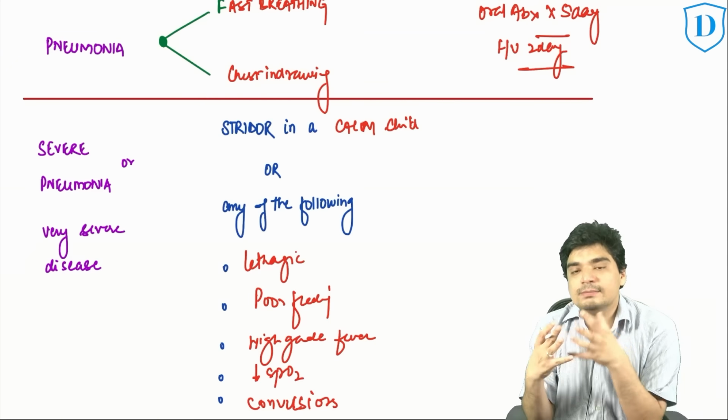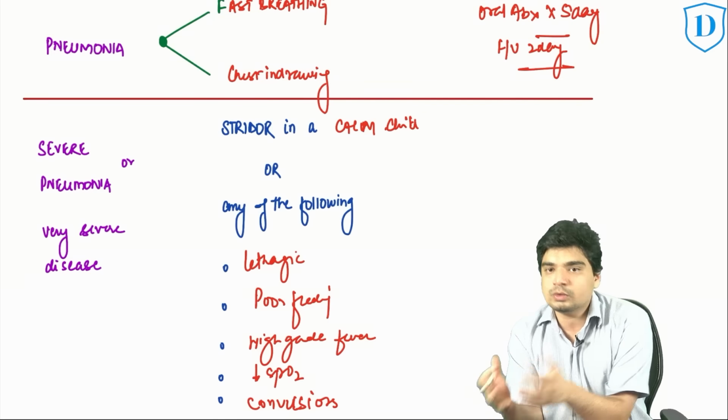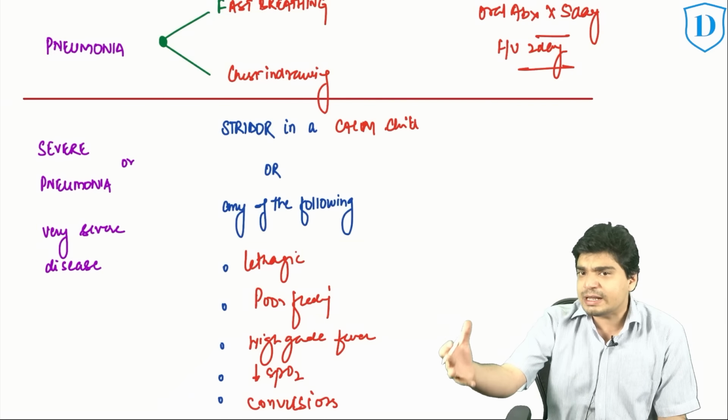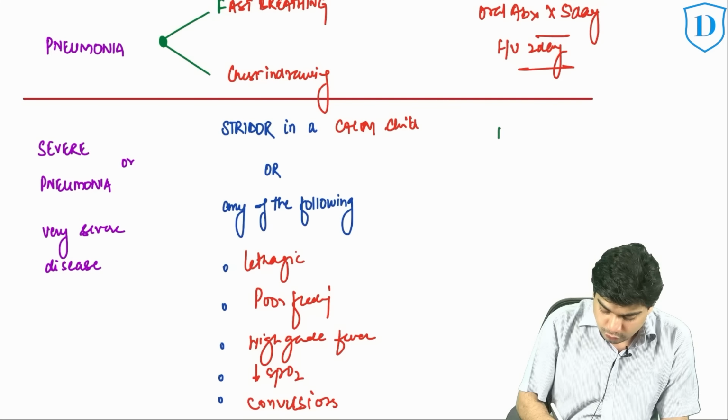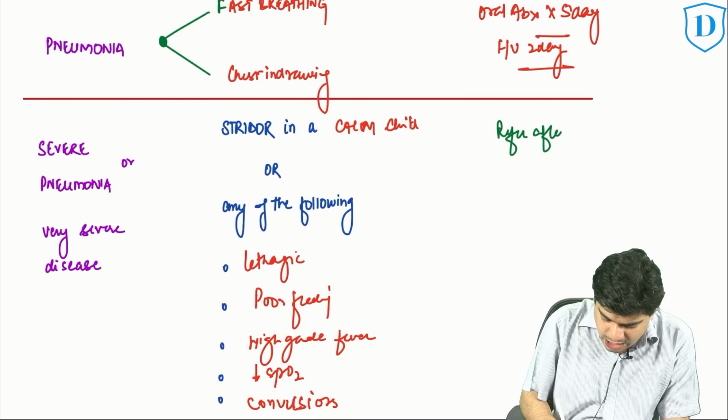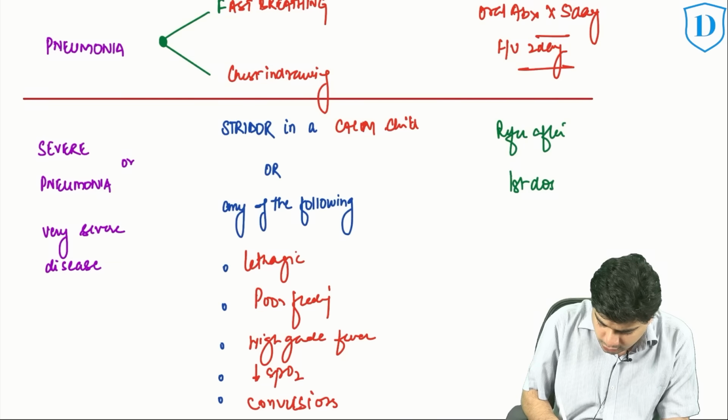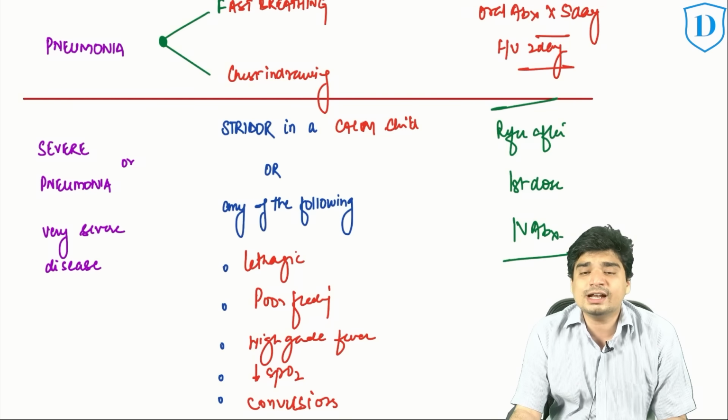And because IMNCI is made from a sub-center or a PHC point of view, you can't manage severe pneumonia at a primary health center. You have to refer. So you will refer after the first dose of IV antibiotic. That's as far as IMNCI is concerned.